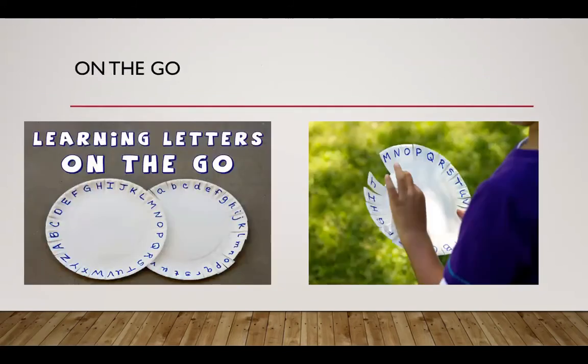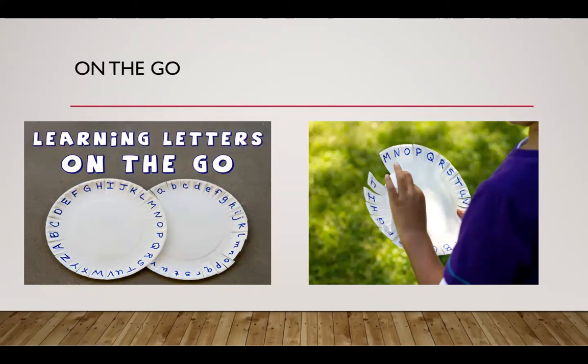This next activity is on the go. It's great when you are running errands with your child or just going out for a walk. You will need a paper plate, marker, and scissors. You want to add letters around the outside of the paper plate and make a small cut in between each letter. Take the plate with you when you leave the house.